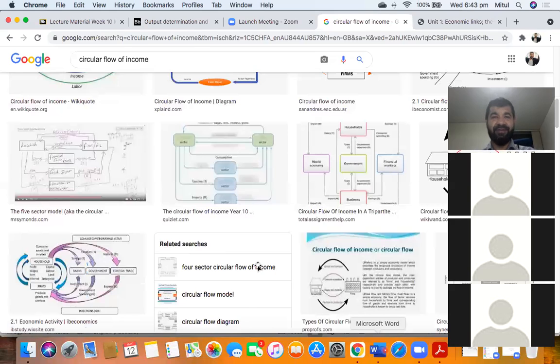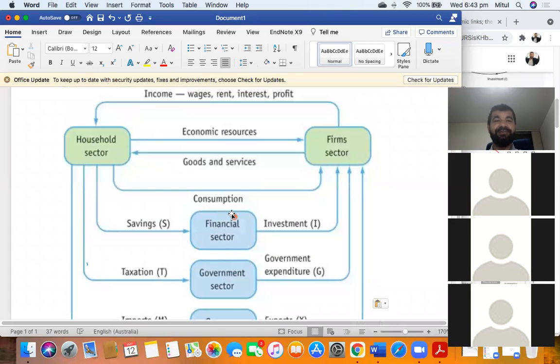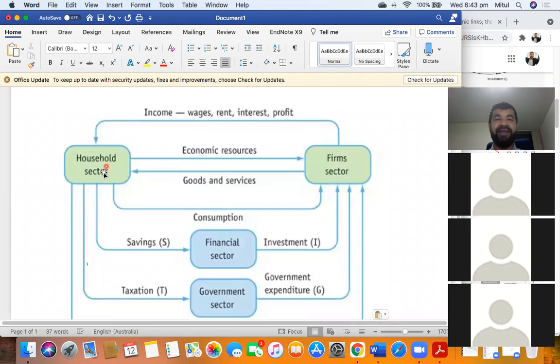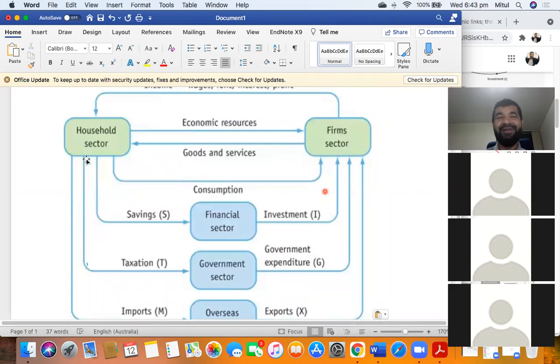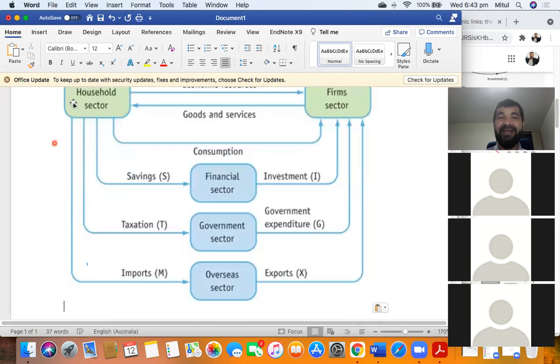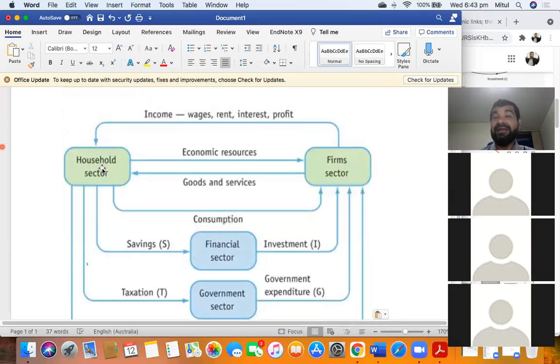Let's see. Okay. So what happens in this case, look, when the household has the income, when the goods activities like farms pay them the income, wages, rent, interest, and profit. When they pay this, do you think the household actually spends all the money on consumption? No, they don't. They save some money. They pay some taxes, and they spend some more money to buy some foreign goods. That's the whole point. That's how the household is leaking the money out of the economic flow.